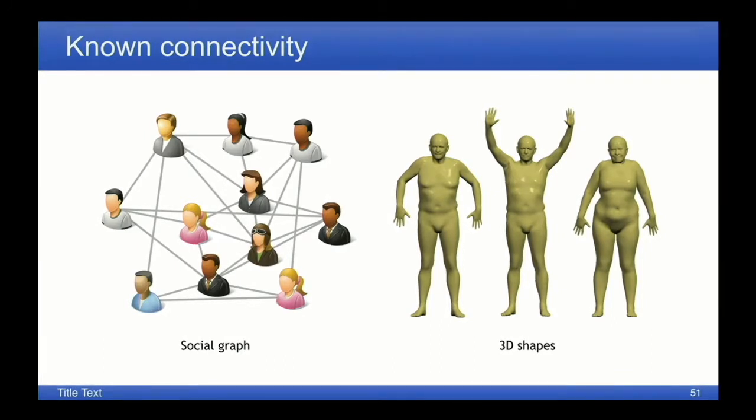So where do we have known connectivities? Actually, in many cases, right? I work a lot on non-rigid 3D shapes, so human shapes. We have very good models for those. We have decent meshes. And also social graphs. Some companies have large social graphs, and they know how people are connected.